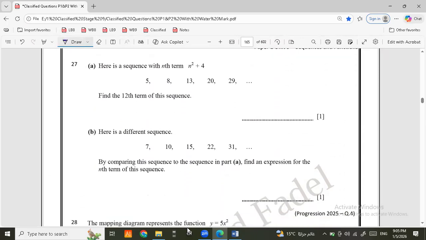Here is a sequence with nth term n squared plus 4. Find the 12th term of this sequence. So they said the nth term is this. All right, so the 12th term: 12 squared is 144. So 144 plus 4 is 148.